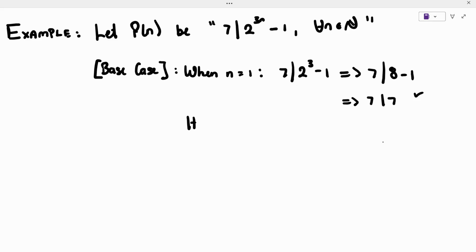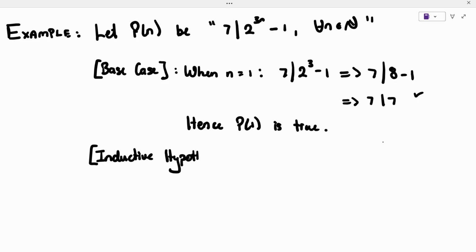So hence, P of 1 is true. Okay, great. So our base case is true. So let's assume it is true for some arbitrary natural number. So the inductive hypothesis: we assume P of k is true. So that would mean that when n is k, this proposition holds: 7 divides 2 to the 3k minus 1.